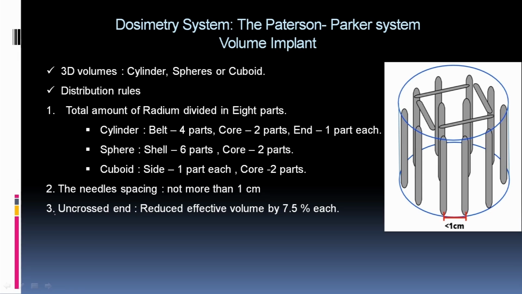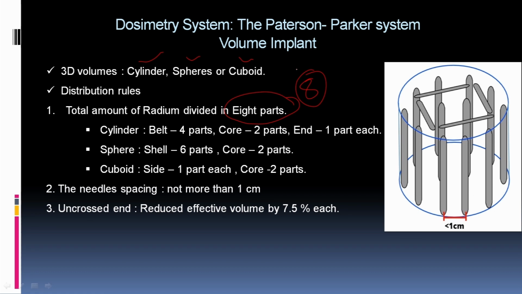Now, considering the volume implant, because sometimes we need to have a 3D volume, and these volumes are regular volumes, they are considered to be cylinder, and the volume may be sphere or may be cuboid in shape. Now, they define the distribution rule for volume implant. First, you need to divide your radioactive isotopes into 8 parts. The amount you have, you need to divide into 8 parts.